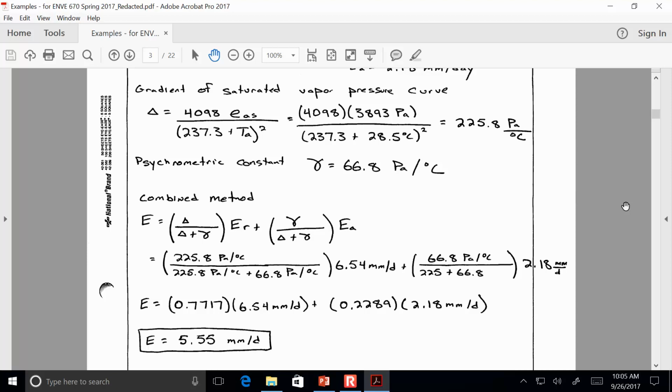Okay, so we're basically doing a weighted average. It's going to be somewhere in the middle between assuming that you've got unlimited transport and unlimited energy. And so that middle ground here takes into account both the aerodynamic and the energy method, how much was predicted there. And what we're saying is it's going to be about 77% of the energy estimate and about 23% of the, in this case, the aerodynamic method, and so we would expect 5.55 millimeters per day of evaporation.